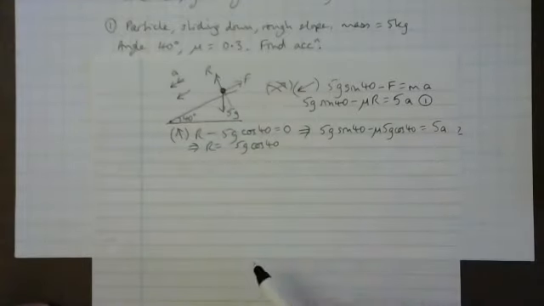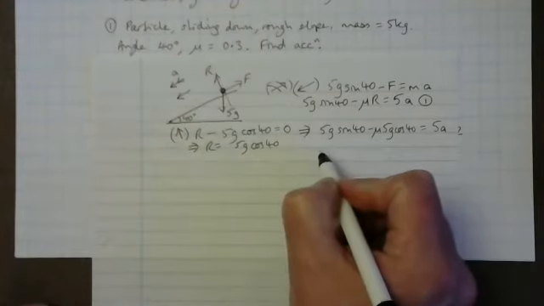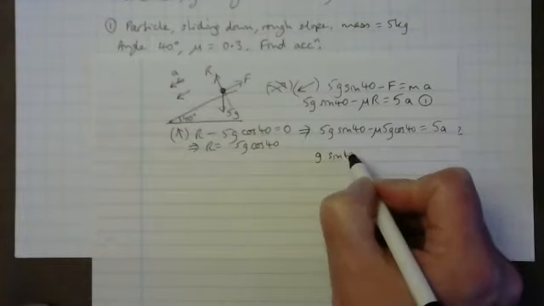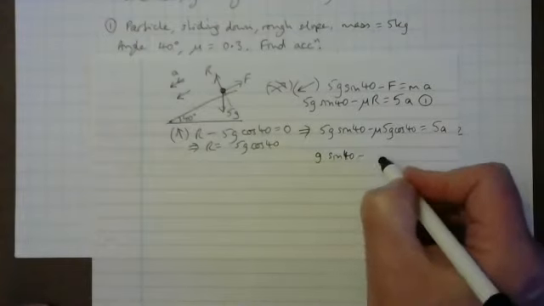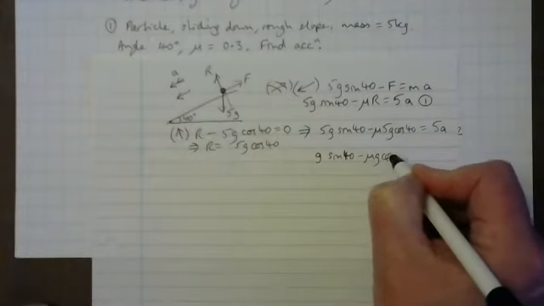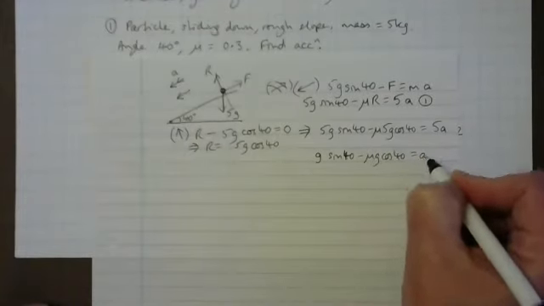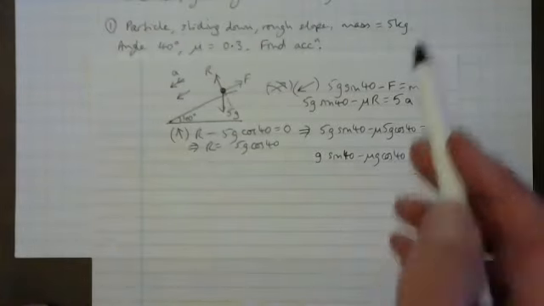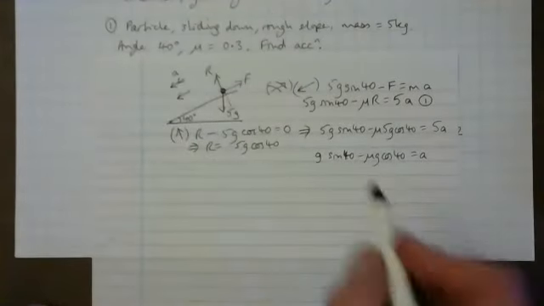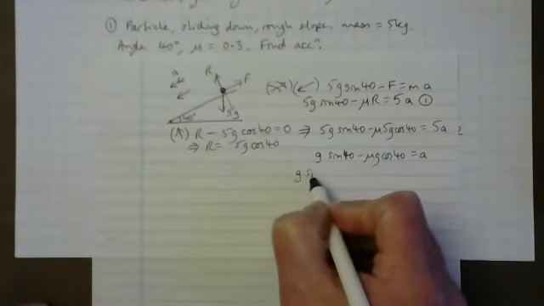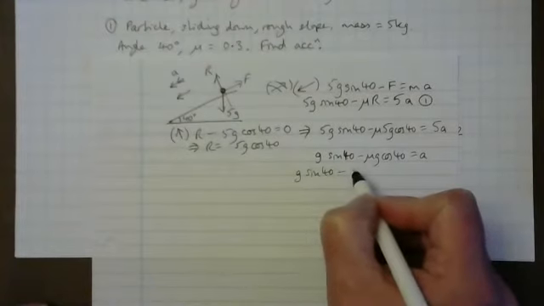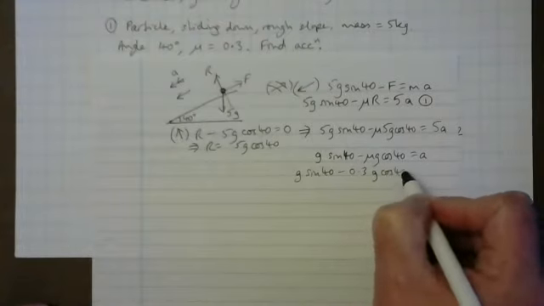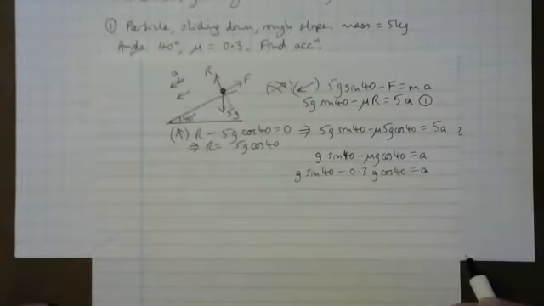Let's lose the 5 from all this. g sine 40 minus mu g cos 40 equals the acceleration. Mu, I think I know, don't I? 0.3. So g sine 40 minus 0.3 g cos 40 equals the acceleration.